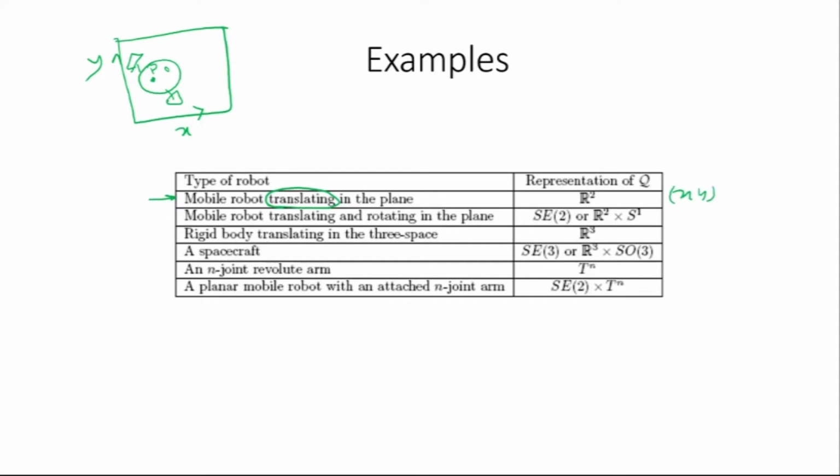Right. Now mobile robot translating and rotating in a plane. So it is 3. So x, y, and theta. So there is an R2, which is x and y in Cartesian space, and S1 is one rotation.